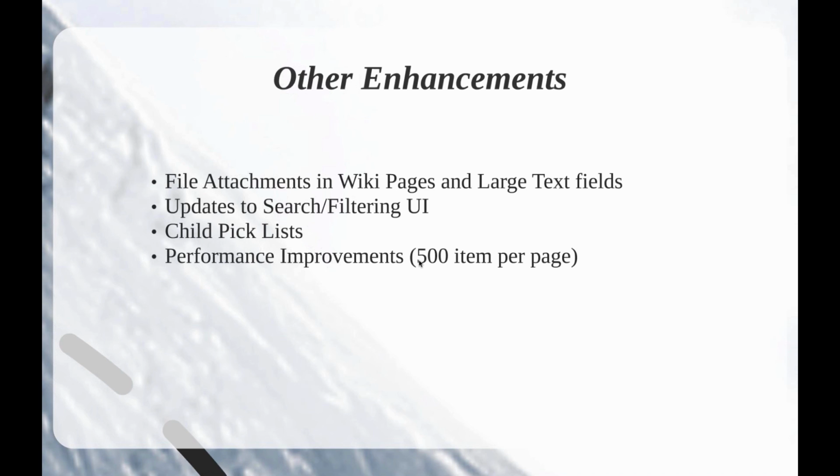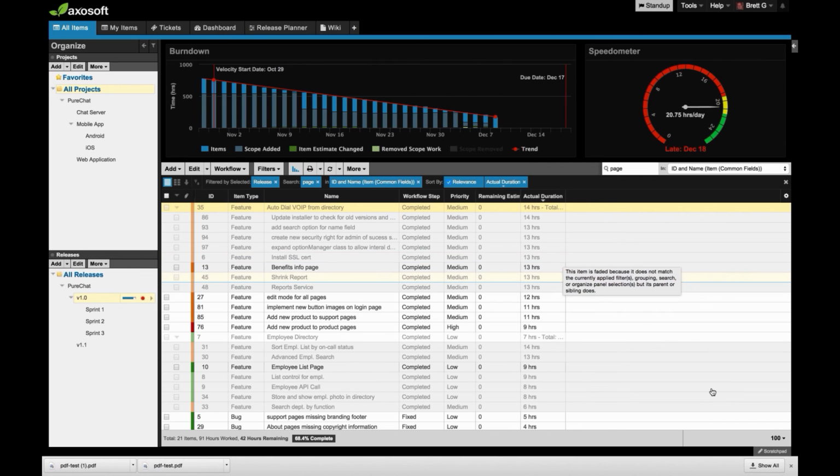And then, of course, just like all of our other updates, we try to focus quite a bit on performance. And we actually did quite a bit in this release. So much so, we've actually increased the number of items that you can display per page. Previously, we were limited to 200 items per page. And now you can see we've actually more than doubled that. And so you can have up to 500 items being displayed per page at any time.